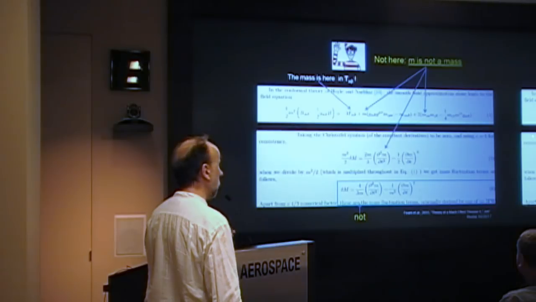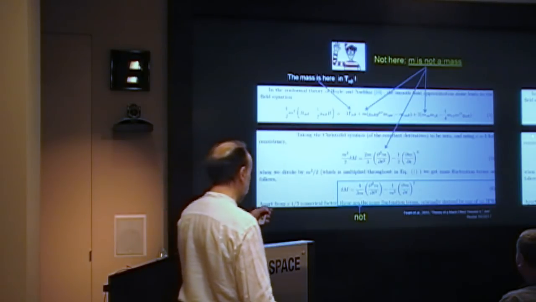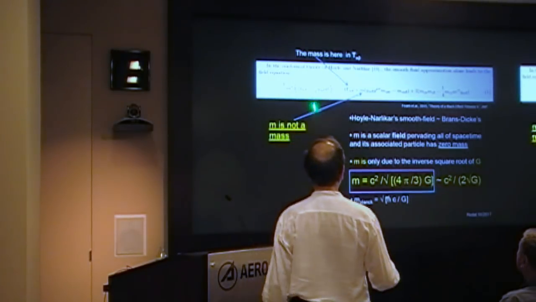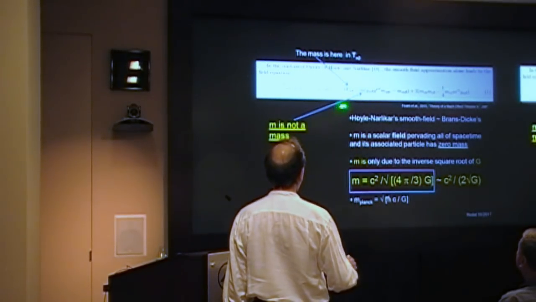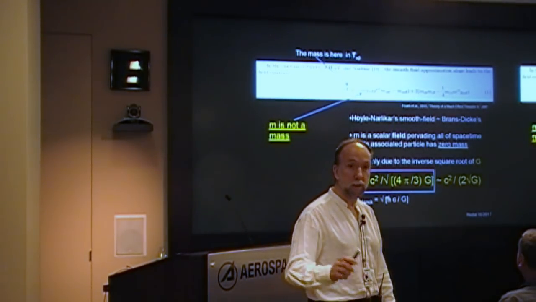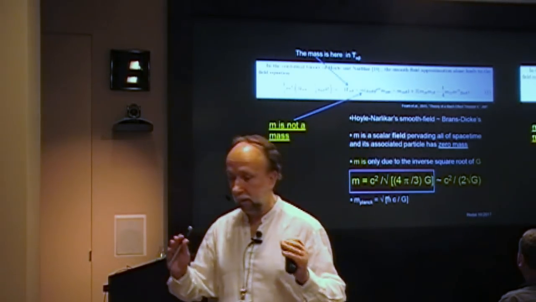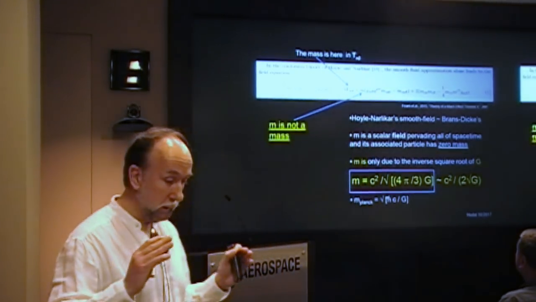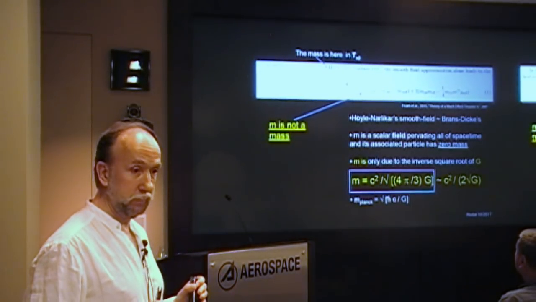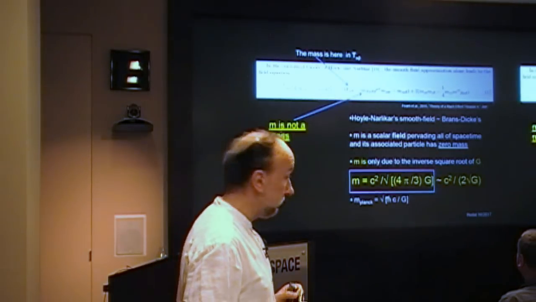Although it looks that way, and I'm going to show you why it looks that way, and actually you can do something with it. The mass is here, but m is not a mass. If you use the smooth field version of Hoyle-Narlikar, which is the only Hoyle-Narlikar theory that Heidi has written the equations about, it is the smooth field version.